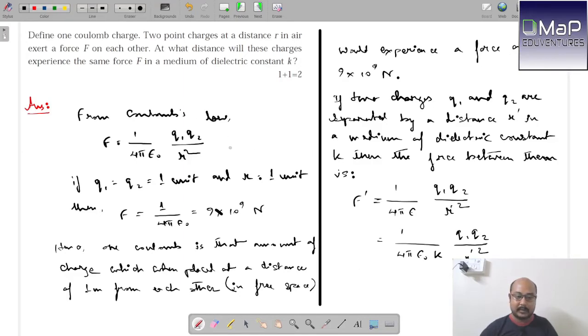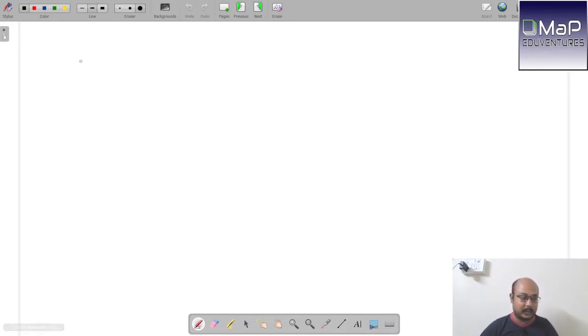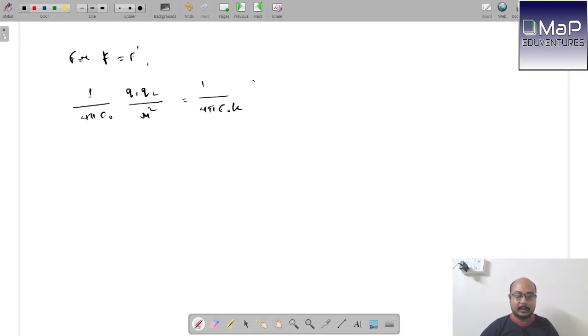So on this side let me call this equation number 1 and on this side equation number 2. Right, what condition is given to us? That the two forces have to be equal, for F equal to F dash. If the two forces are equal, we get 1 by 4 pi epsilon naught q1 q2 by r square equal to 1 by 4 pi epsilon naught K, K is the dielectric constant, q1 q2 by r dash square. Now we simply need to find r dash in terms of r.